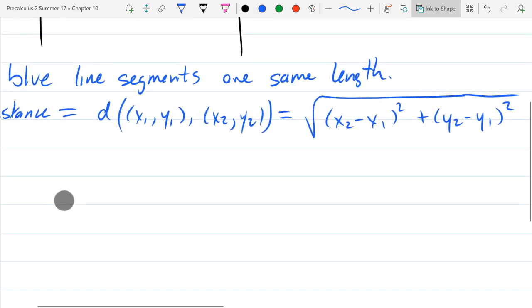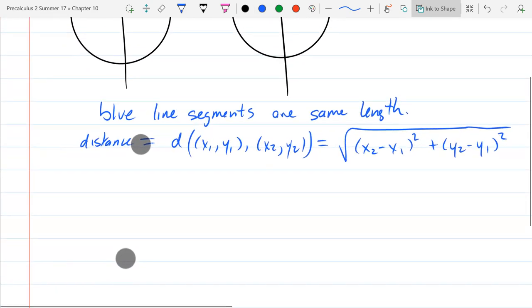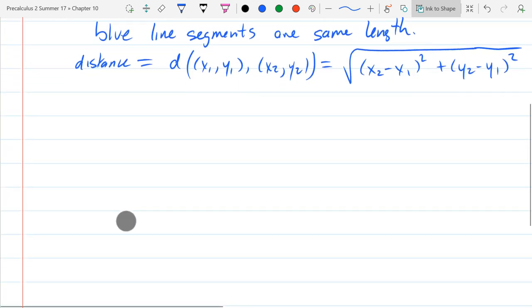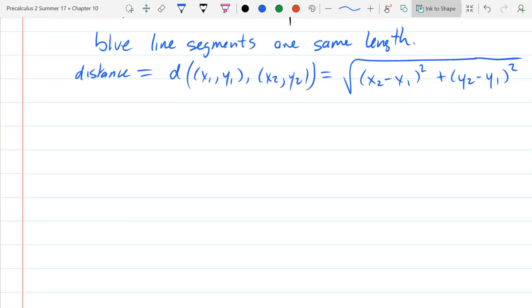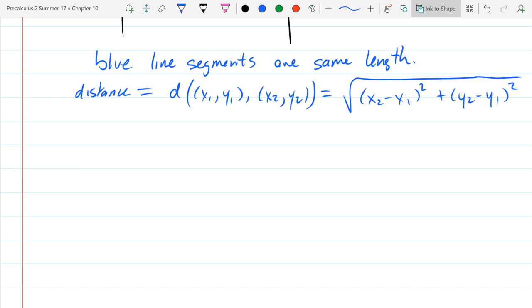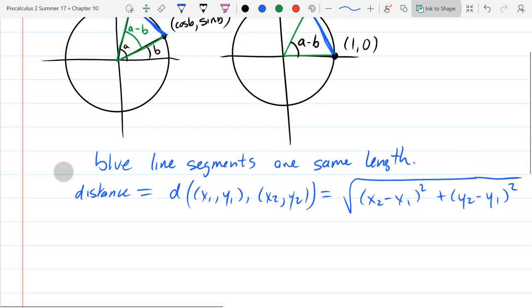You know what? I will just put a link to the distance formula in another lecture I did in the description, and you can see where that comes from. All right, so this is our distance right here. And so the two distances are the same.